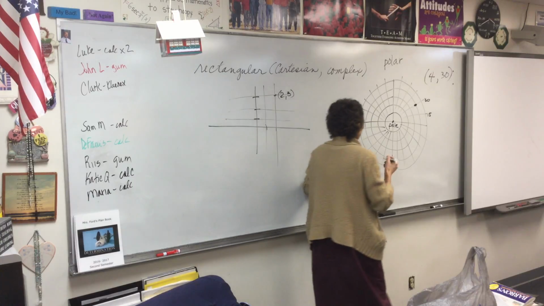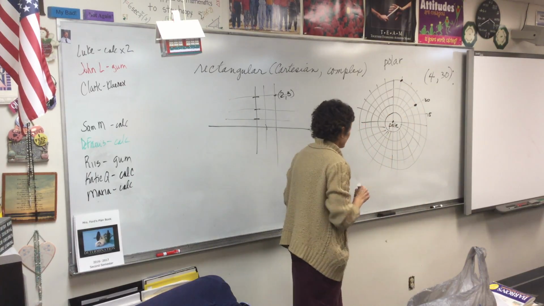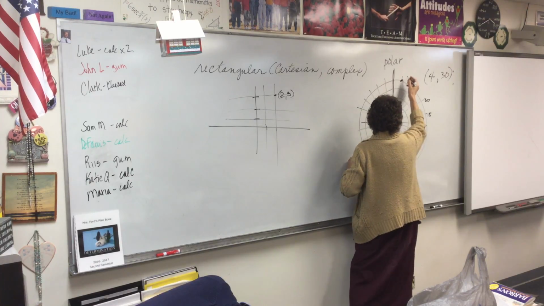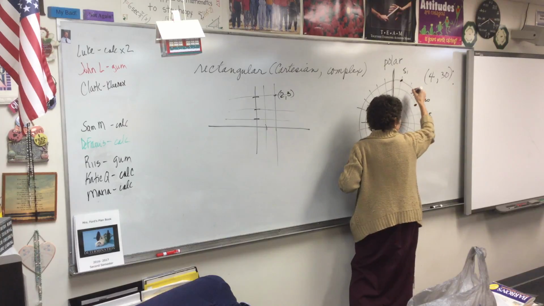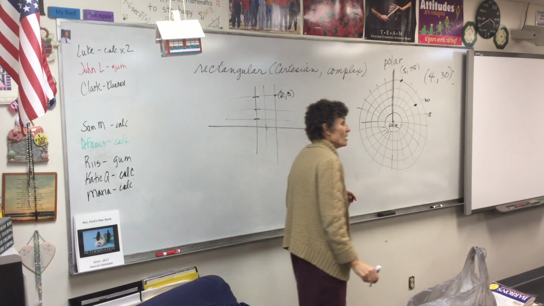Okay? So what about this point right here? What would it be identified as? This is the axis right here. That would be 5, 75. That point right there is 5, 75.